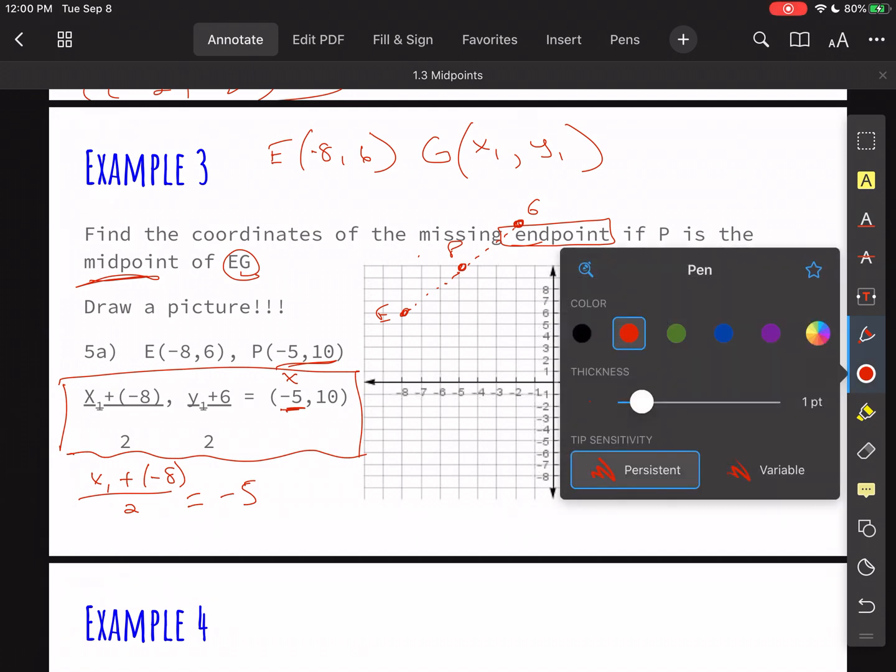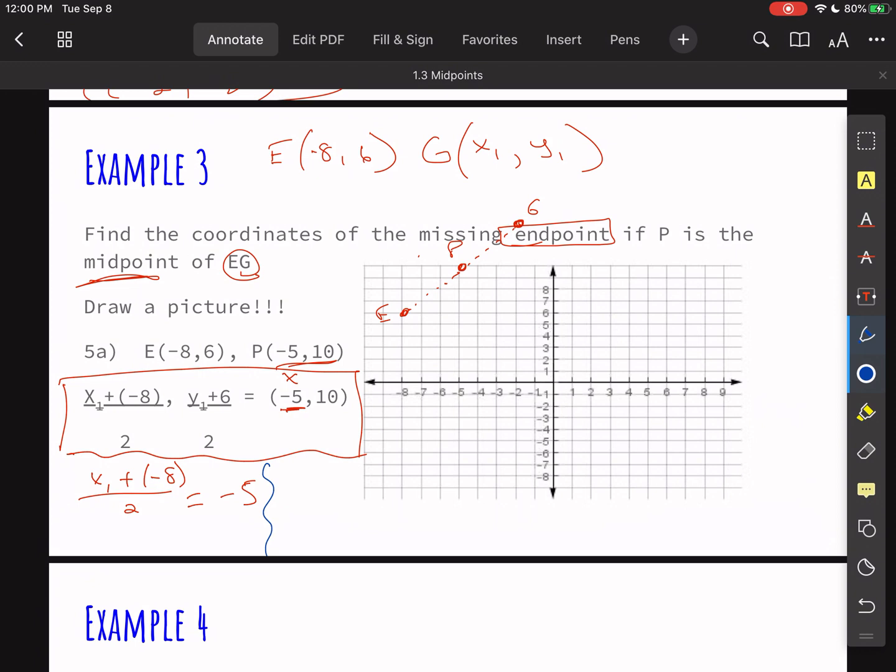All right, so for the y's, I would have y1 plus 6, again coming from my endpoints. I don't know what this one is, I'm solving for it. Divided by 2 is equal to my y midpoint, which is 10. Then we're just going to do simple algebra to solve. So multiply both sides by 2. I get x1 plus, well, let's just change that to minus 8 equals negative 10. And here I get y1 plus 6 is equal to 20. I just multiplied both sides by 2.